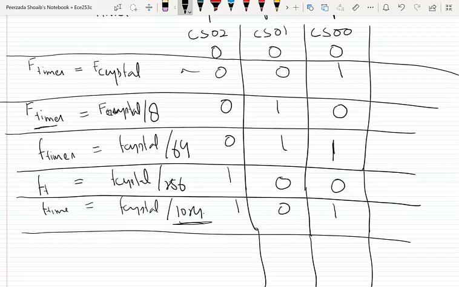For the other two configurations, 110 and 111, the timer will actually be used as a counter to count the events happening outside the microcontroller. We have not discussed counters yet.